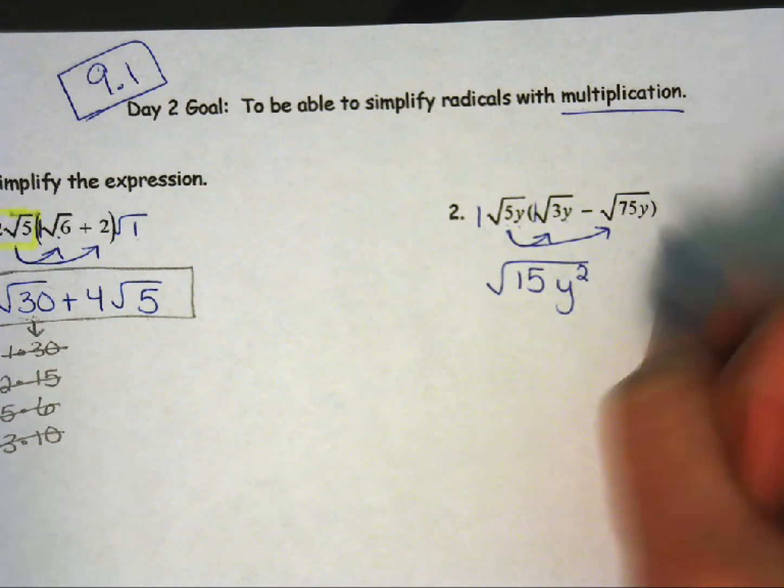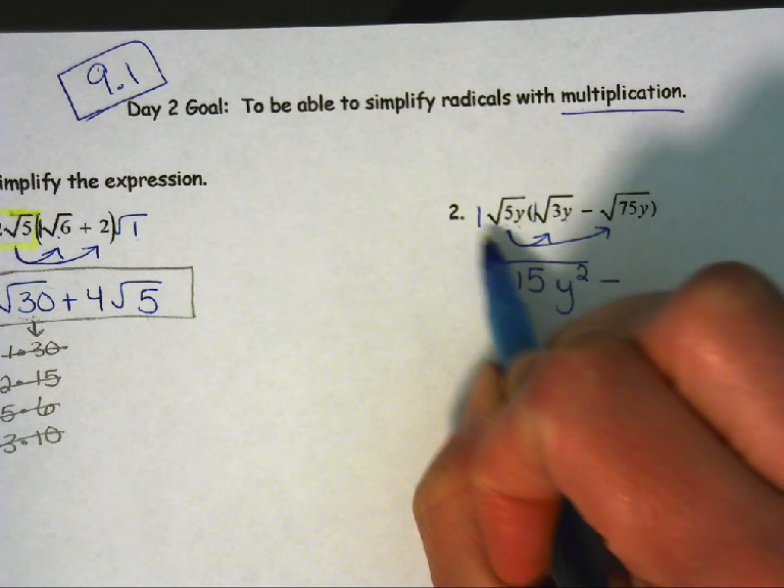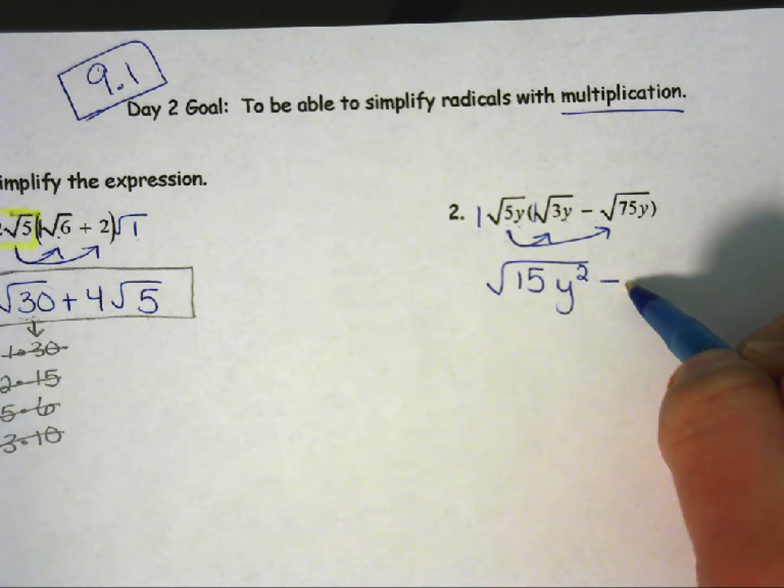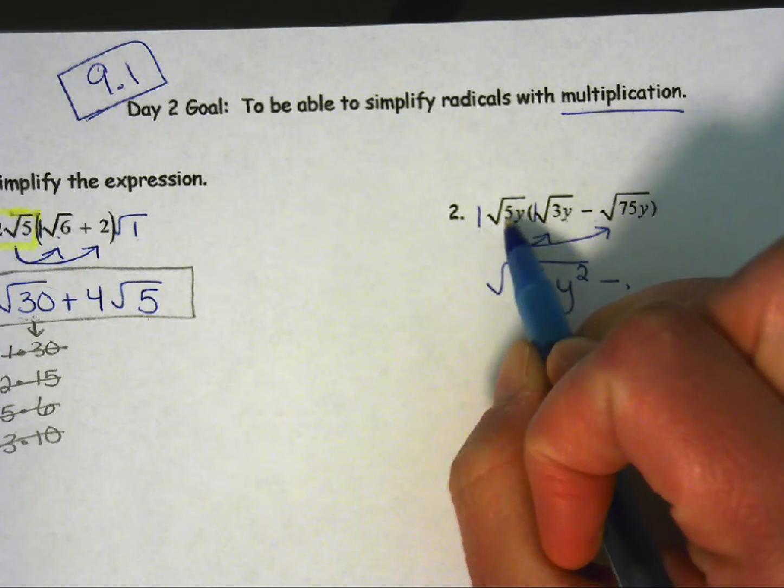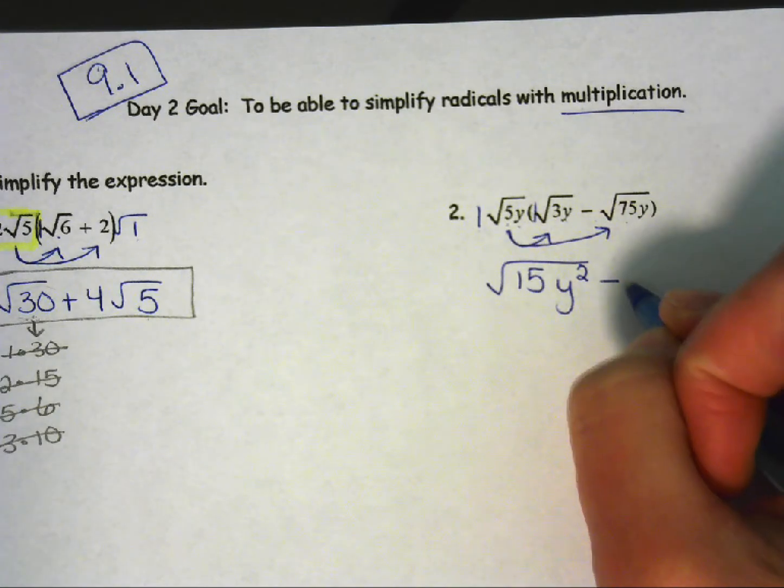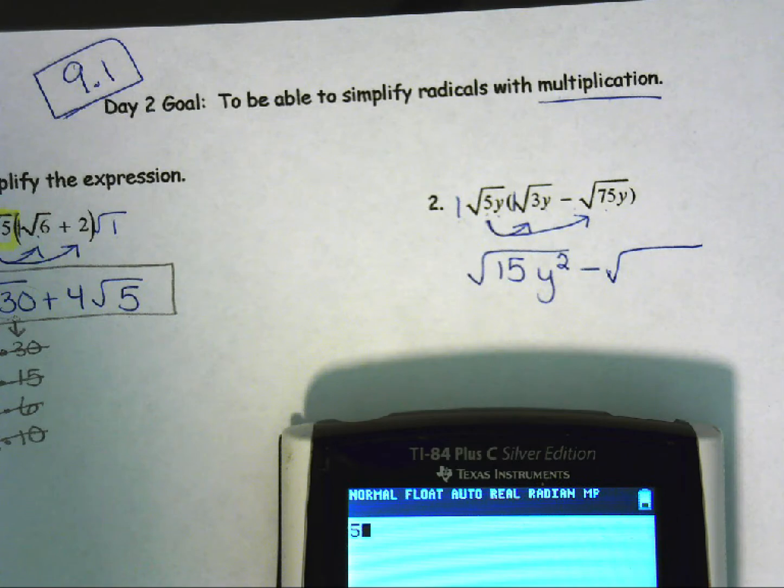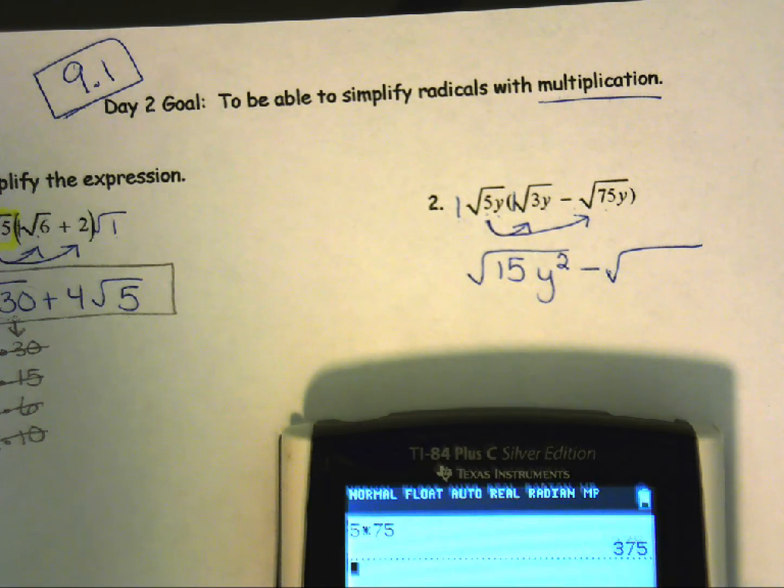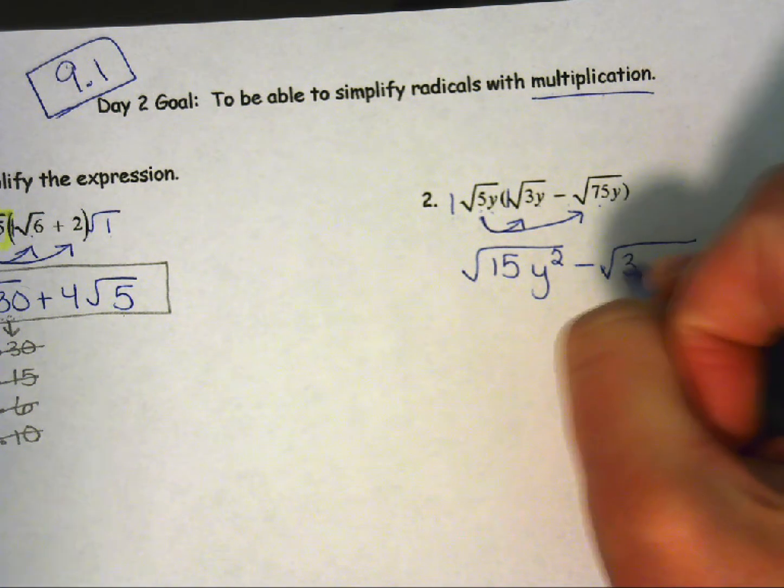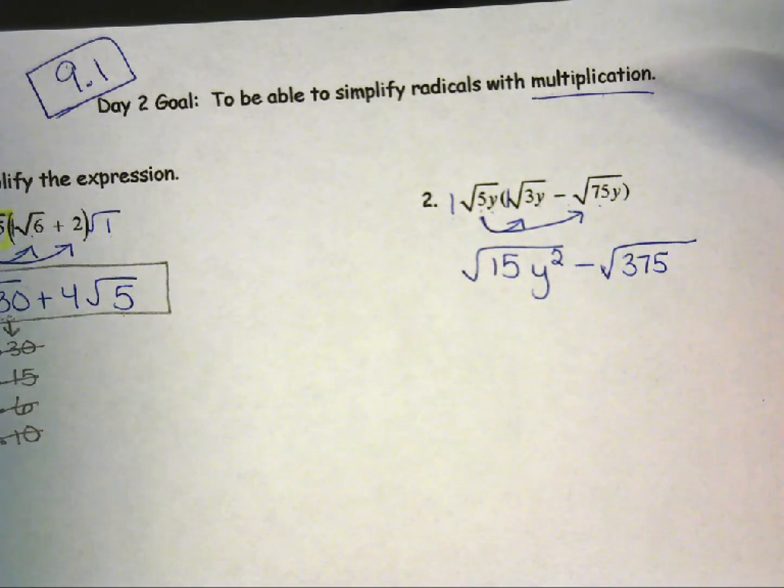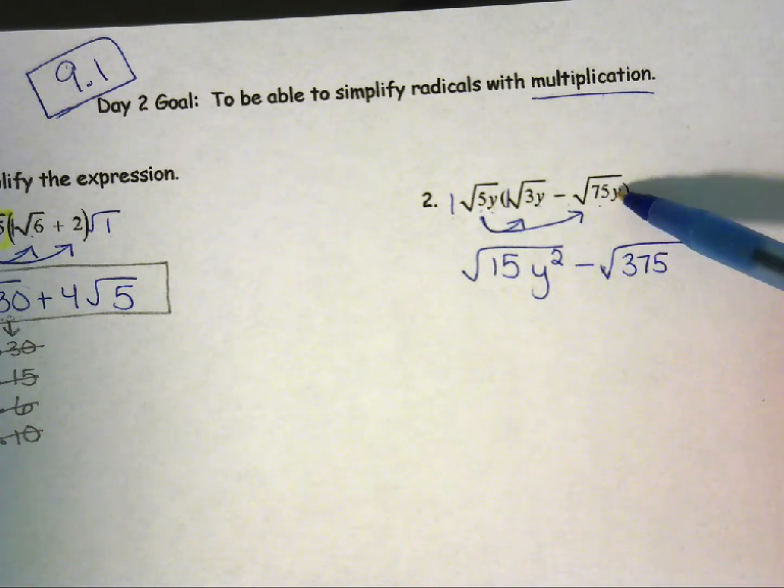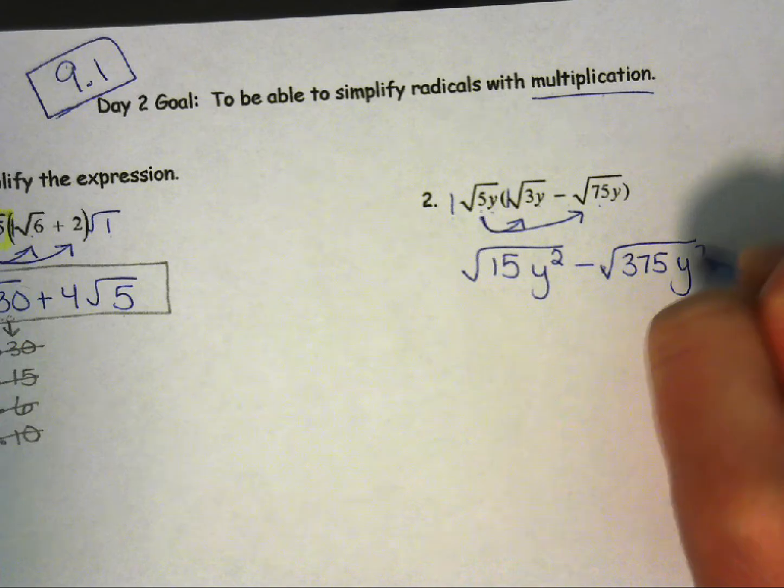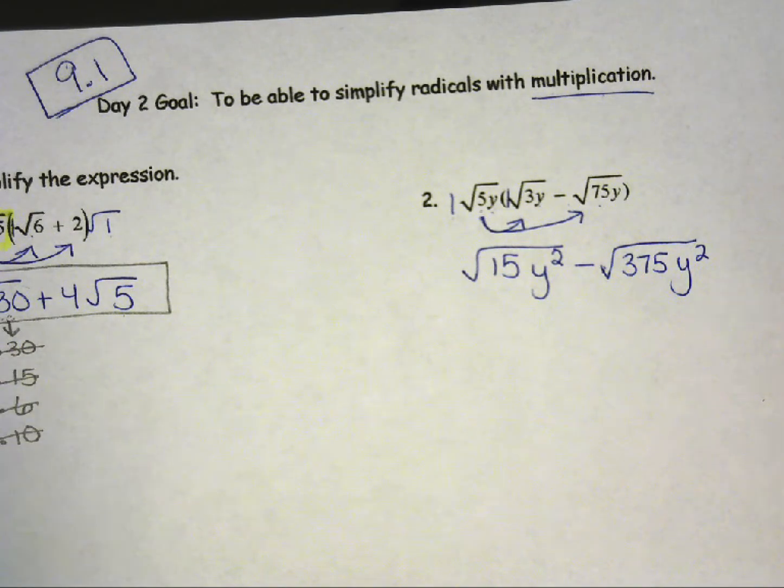And we're going to go, same thing, outside times outside, which is just really a -1. And then we're going to go 5 times 75. Let me grab my calculator here. So 5 times 75. So I get 375. And then I'm going to go y times y, which is y squared. Okay, so there's my distributive.